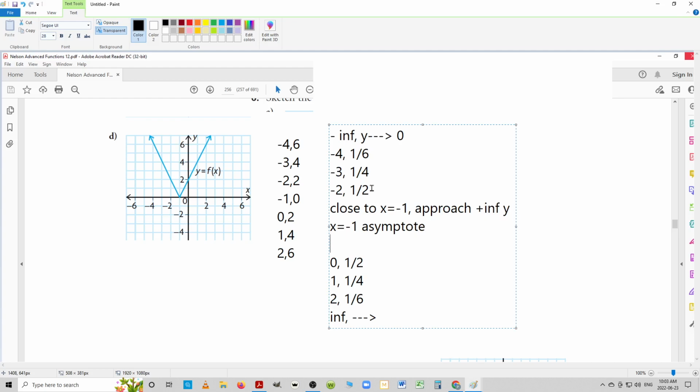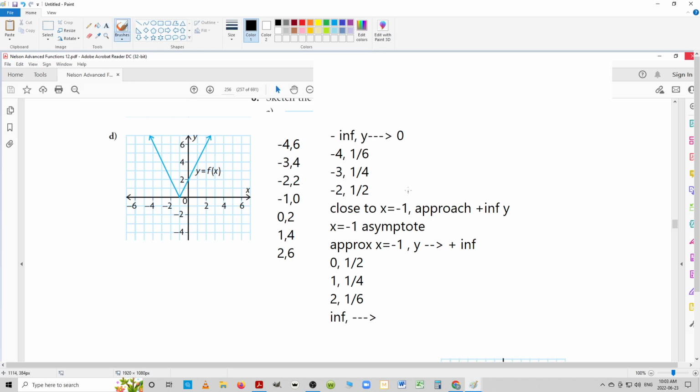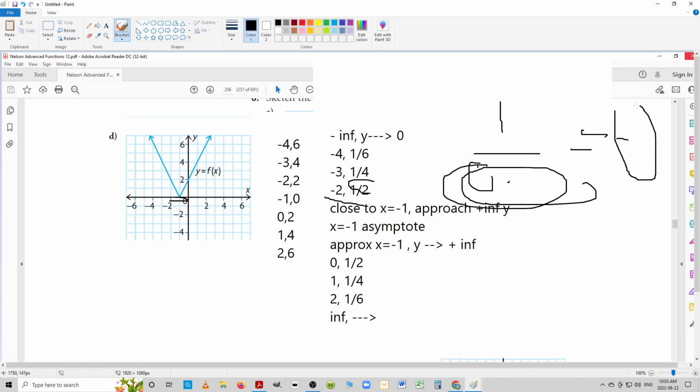And the same here as we approach x equal to minus 1 on this side, y approaches plus infinity. And I can tell that because these y values are getting bigger and bigger. So as I get closer to 0, where the y values here get smaller, 1 over a small number will result in a bigger number. Whenever you decrease the denominator of a fraction, the result gets bigger.